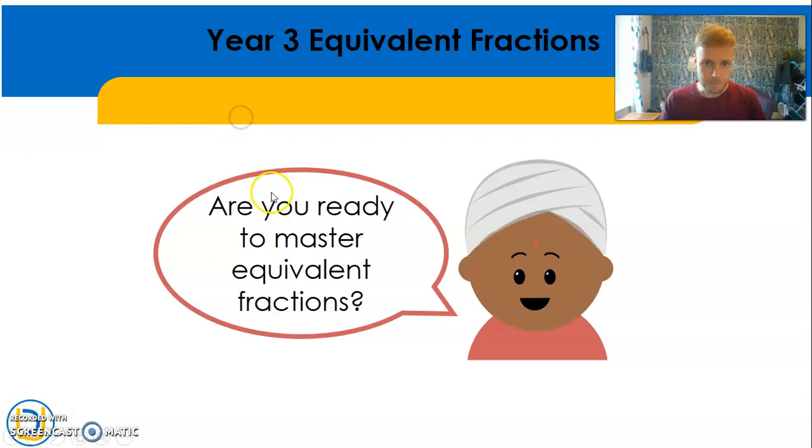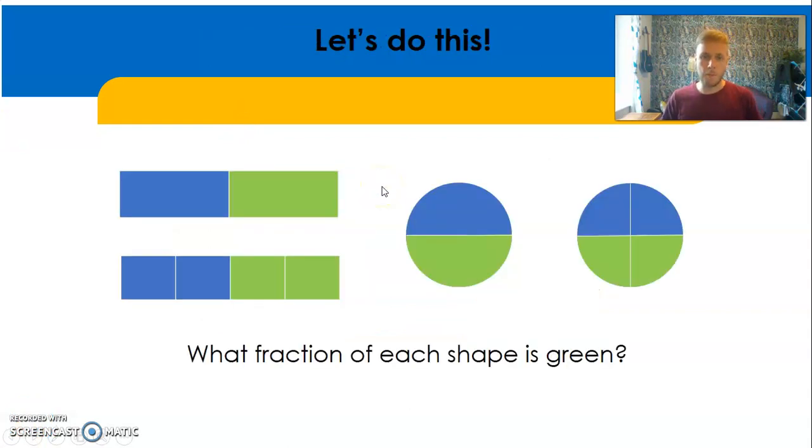So firstly, we've got some representations here. So we start by looking at these two representations here. And you can see that the whole has been split into two parts. Here, the whole has been split into four parts. So this says what fraction of each shape is green? So all we need to do is look at the whole shape. And as we can see, half of the shape is green. So we would say 1/2 of the shape is green.